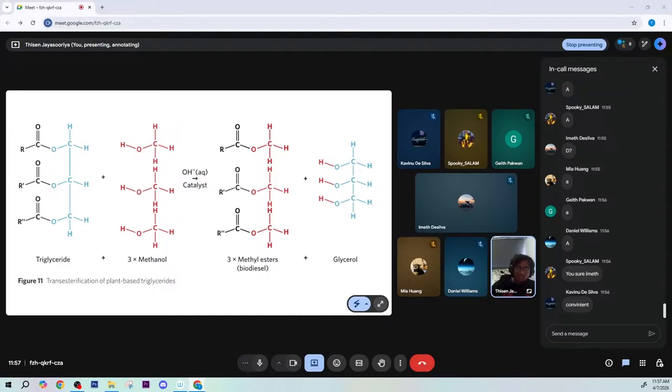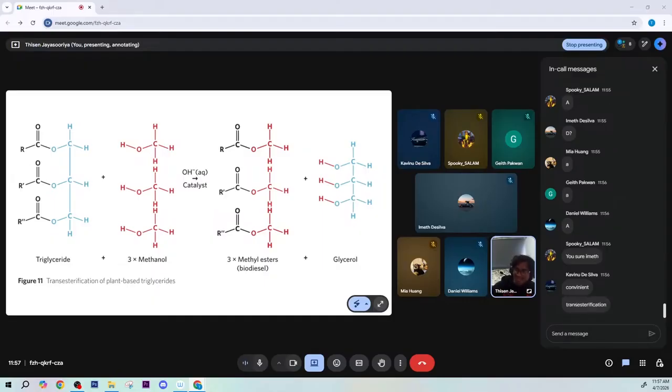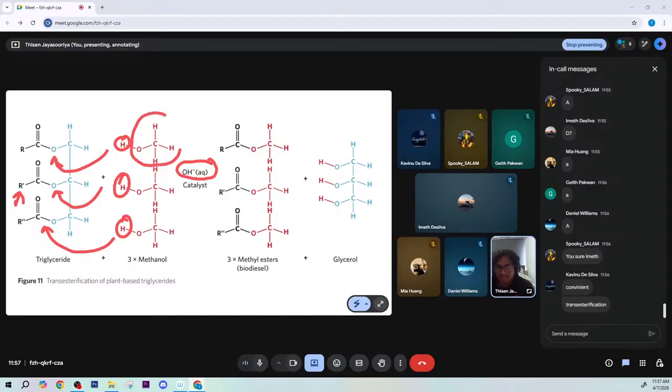Right? All of you should remember your triglycerides. This is transesterification over here, with an OH minus catalyst. From here you can see the H's from this one get donated all to this to form a glycerol. And this part joins to this part to form our methyl ester, our fatty acid methyl ester, or our biodiesel.